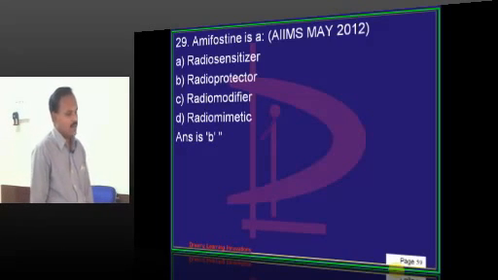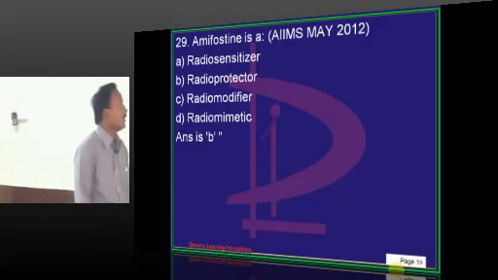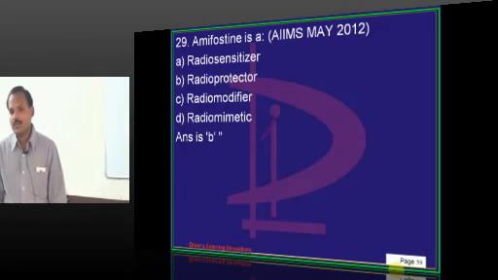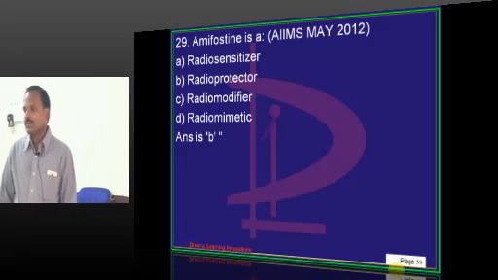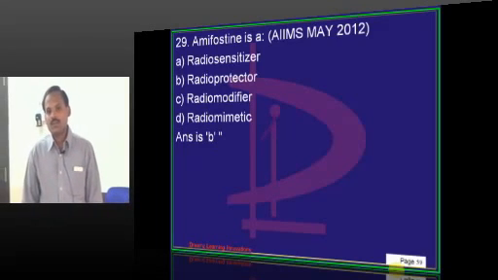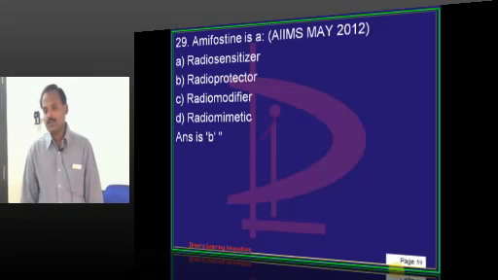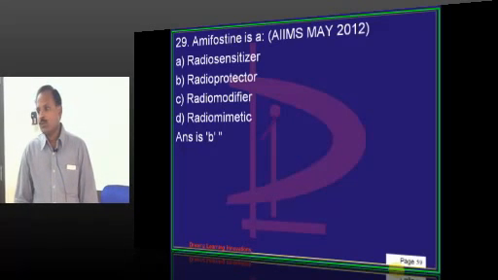So, it is the radioprotector, and one of the important toxicities or side effects of amifostine is hypotension. It is a vasodilator and it can cause significant hypotension. It can cause myocardial depression also. So, whenever anyone is receiving this amifostine, you should monitor the blood pressure.